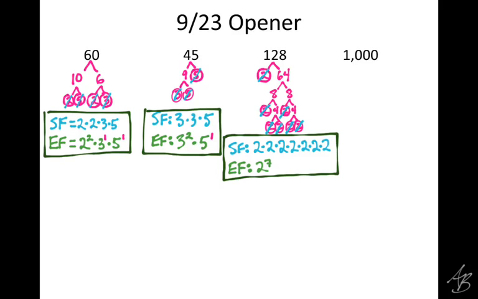Yeah, 1,000 ends in 0, right? So if we divide by 10, we're just taking one of the zeros off, and what's left? 100. And then I'm going to do the 100 first. 100 is 10 times 10.